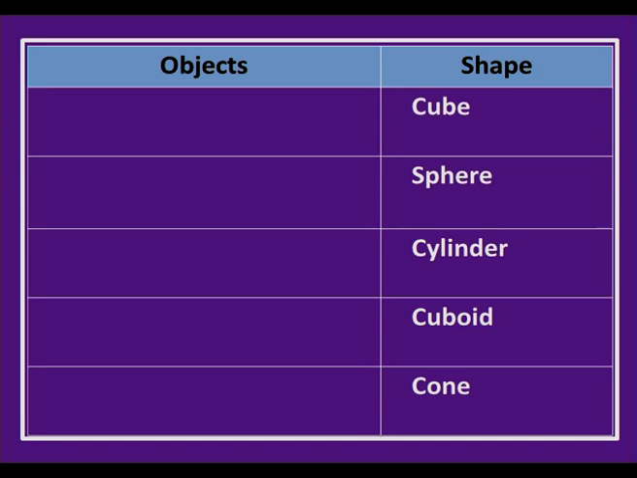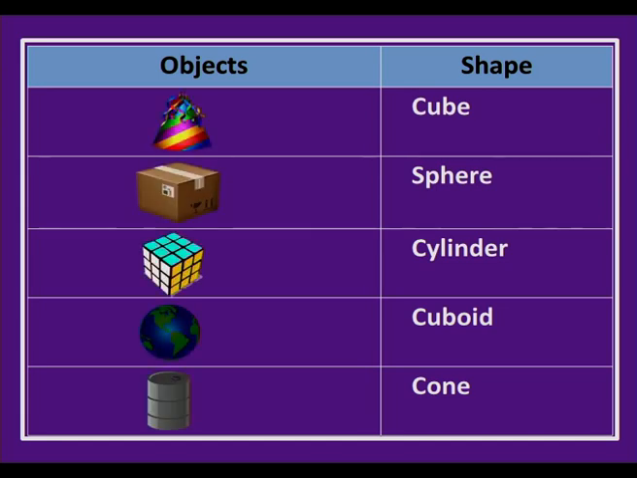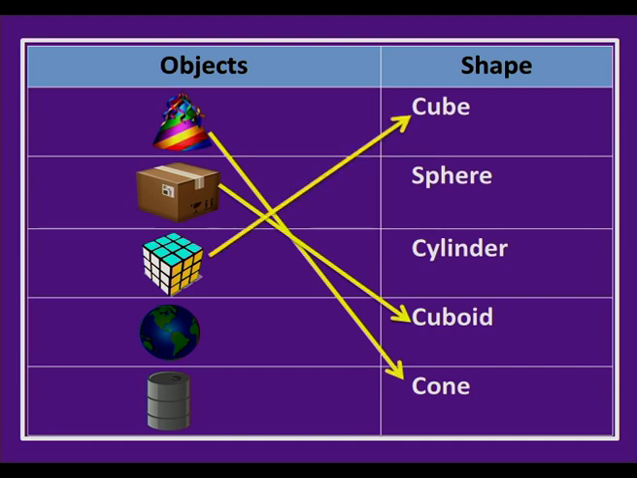So, let us start with a small recapitulation, children. You can see the objects shown on your screen. Now, can you identify these objects, the shape which they have? Let us see. The first one is a cone, that is right. What about the second one? Yes, it is a cuboid. The third one is a cube, whereas the fourth one is a sphere. And what about the last one, children? Yes, it is a cylinder.